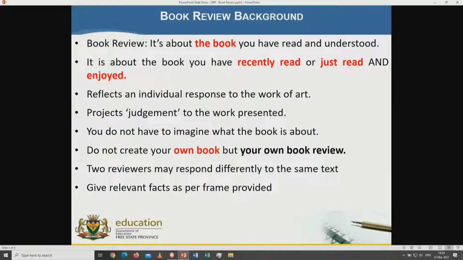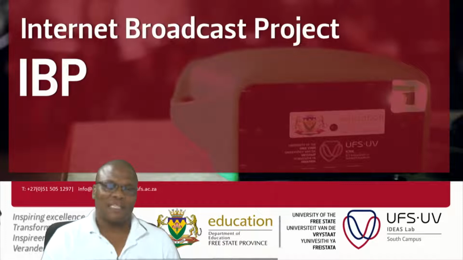The book review reflects an individual response to the work of art. In other words, when we talk about an individual response, we mean we can read the same book, but the manner in which we are going to respond to it is going to be different. Just like, normally people used to say, you can watch the same game, but the feedback that you are going to give about how the game went is going to be different. Because book review is one of the subjective genres that we engage our learners in.